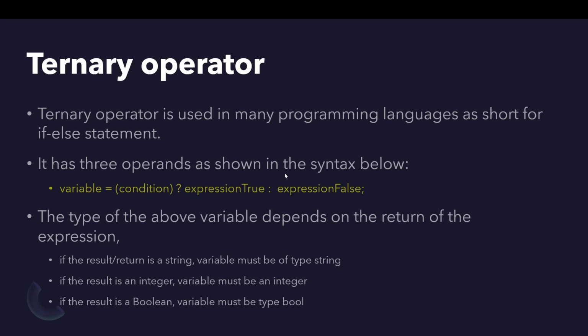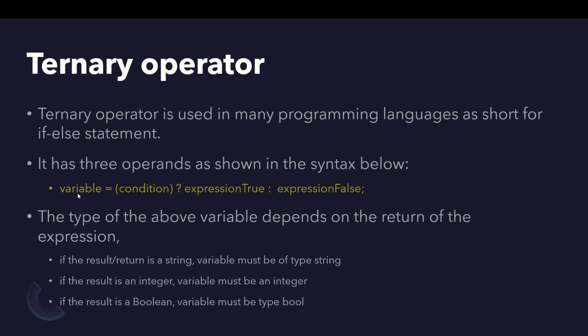It has three operands, as you can see in this syntax. We have a condition. If the condition is true, the first expression is returned. If the condition is false, the second one is returned. You can change these around based on your requirement. Whatever the result of this expression is, that will be stored in this variable.